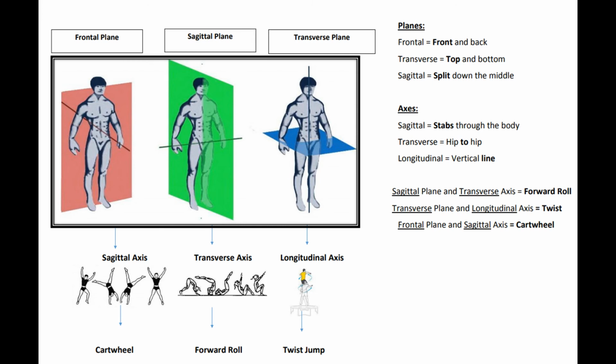So to recap, the frontal plane works with the sagittal axis, and this results in a cartwheel. The sagittal plane works with the transverse axis, and this results in a forward roll or somersault. And the transverse plane works with the longitudinal axis, and this results in a twist jump.